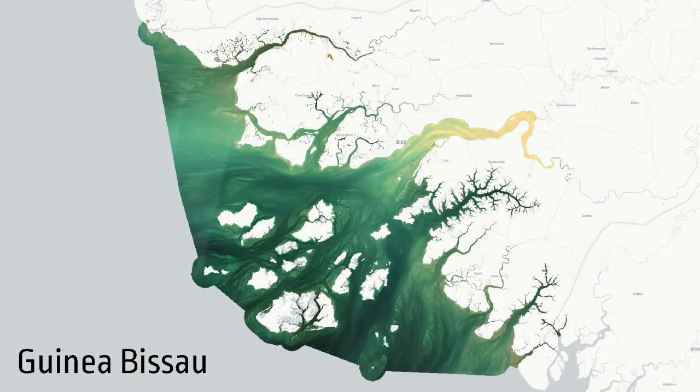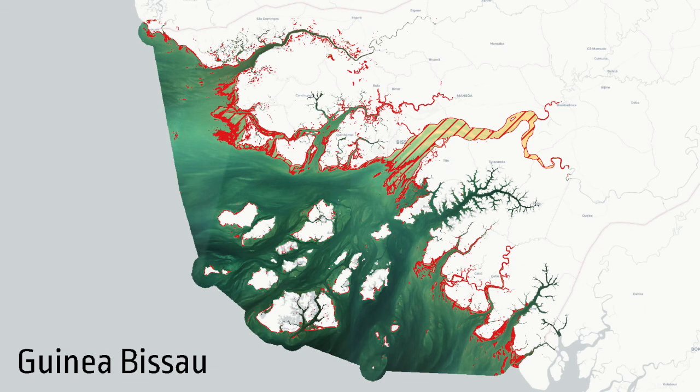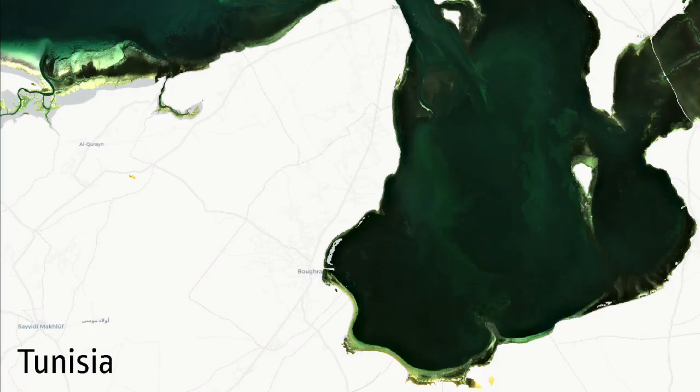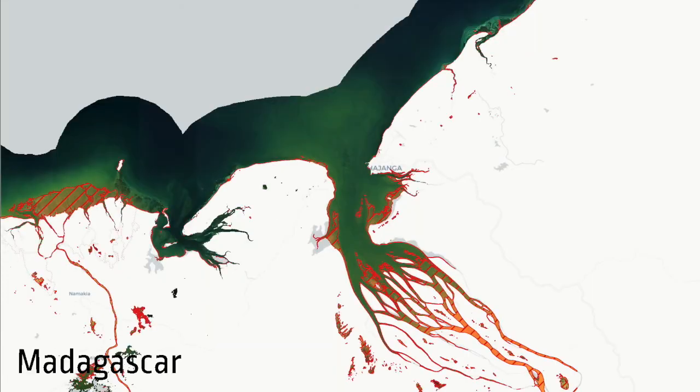Presented here are the detected turbid zones marked in red hashed polygons. First one is in Guinea-Bissau, Tunisia, and Madagascar.